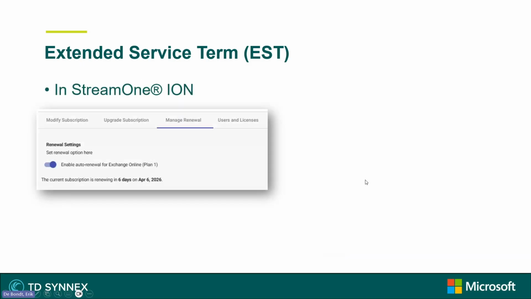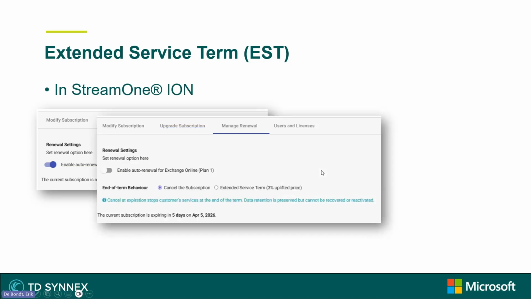So how does it look in Stream1 Ion? You go to your subscription, seat-based, and you click on Manage Renewal. So first, for instance, this is an Exchange Online which renews on April the 6th. The first thing you do is set the auto renew on, which gives you cancel as the default option with the term as it says. Cancel stops customer service at the end of the term, data retention is preserved and stuff like that.